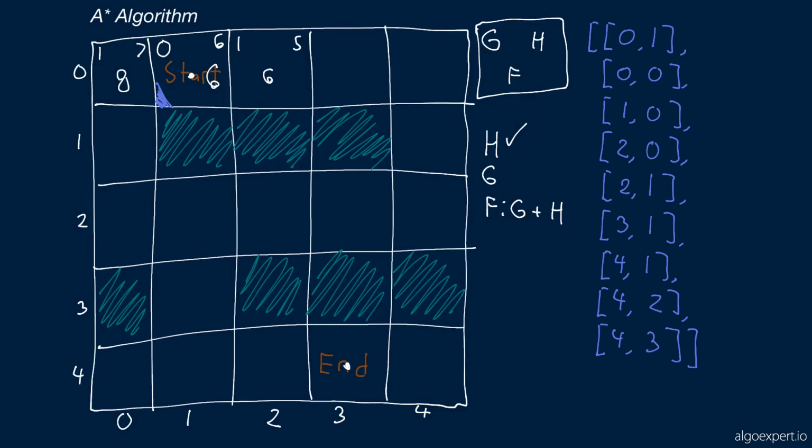So now we're going to repeat the process that we just did, but we're going to do it on the node that has the smallest f-score. Having a look here, we've already looked at the start node, so we're not going to look at that one again. But now we have this one here that has 8 and this one here that has 6.